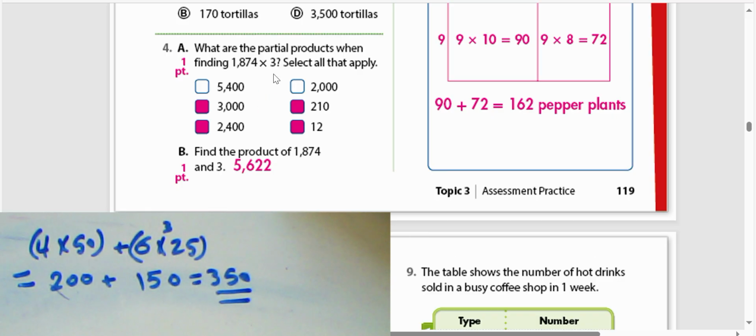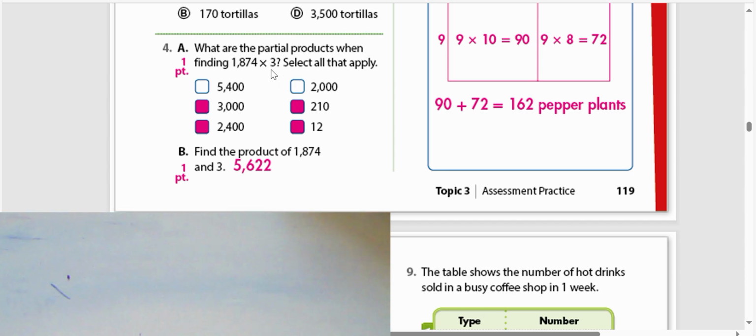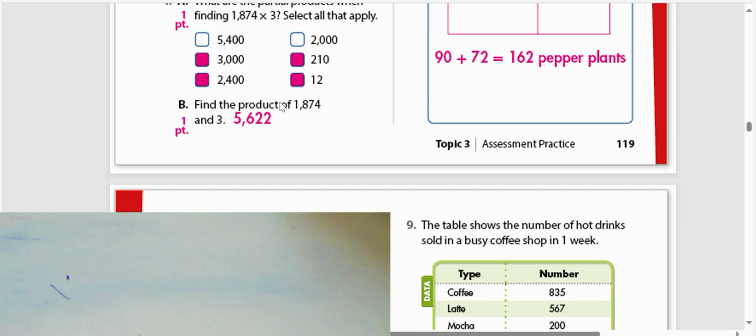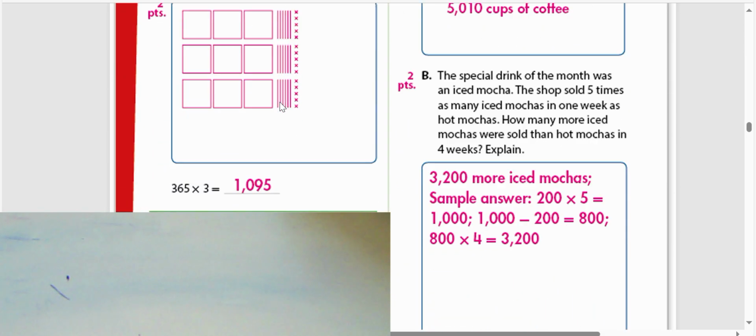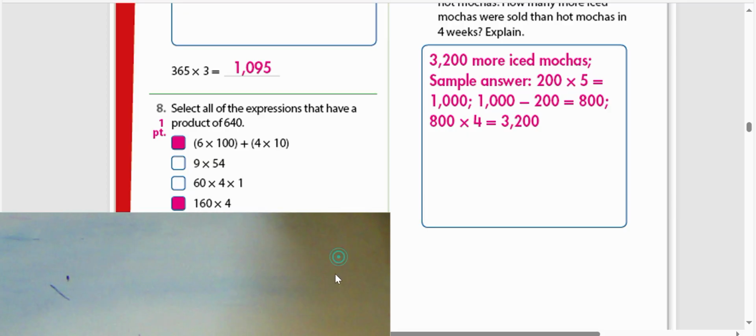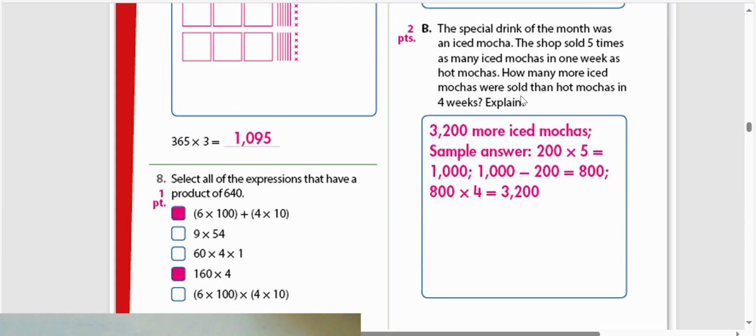Product between 2 numbers. Select all that apply. What's the partial product about? 3 times 4 equals 12. 3 times 7 is 21, and write 0 in the tens. And 3 times 8 equals 24 in the hundreds, so it will be 2,400. 3 times 1 equals 3,000. Okay, you can check all the solutions also, like the last question, I solved it.